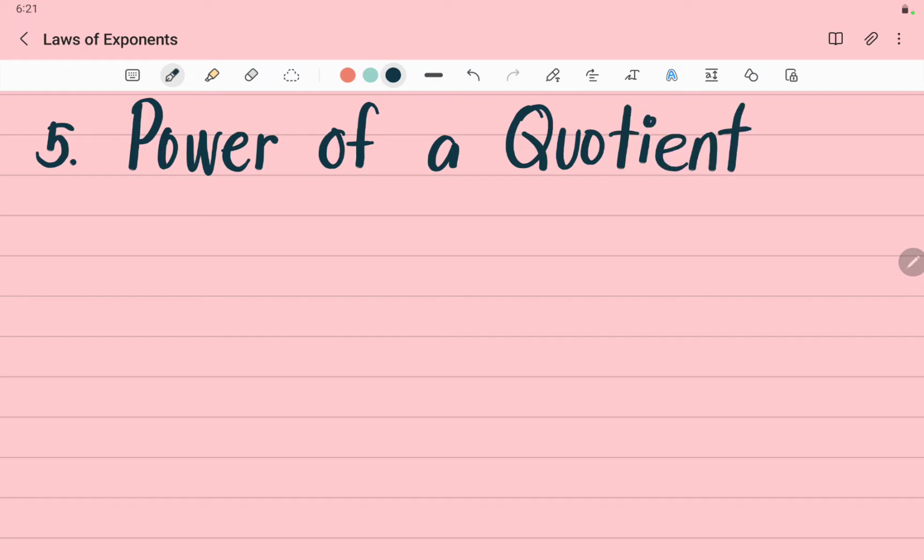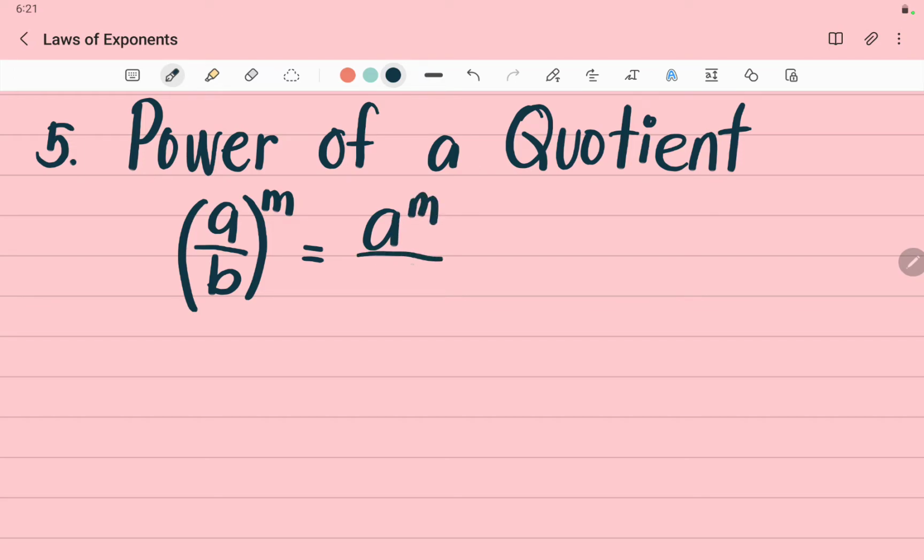Okay, again, we will be dealing with division. But in this case, notice that (a divided by b) raised to m is equal to a raised to m over b raised to m, provided that b is not equal to 0. Okay? Still, can you notice the pattern?